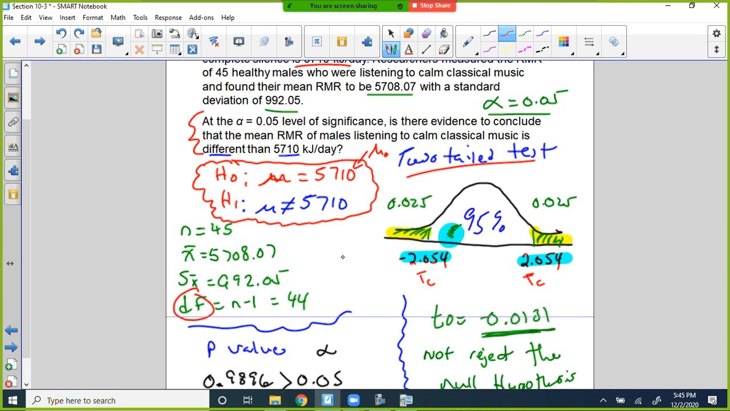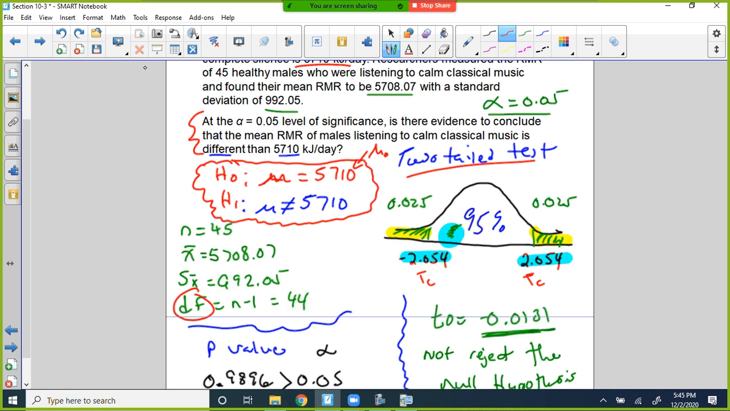And for the null, here's something to make it a little bit easier. Your null will always be the mean equal to the mean of the population, and it always has an equal. So you just have to decide on the claim for your alternative hypothesis. Are they looking at whether it's going to increase, decrease, or just be different than the mean? Those are your three considerations.